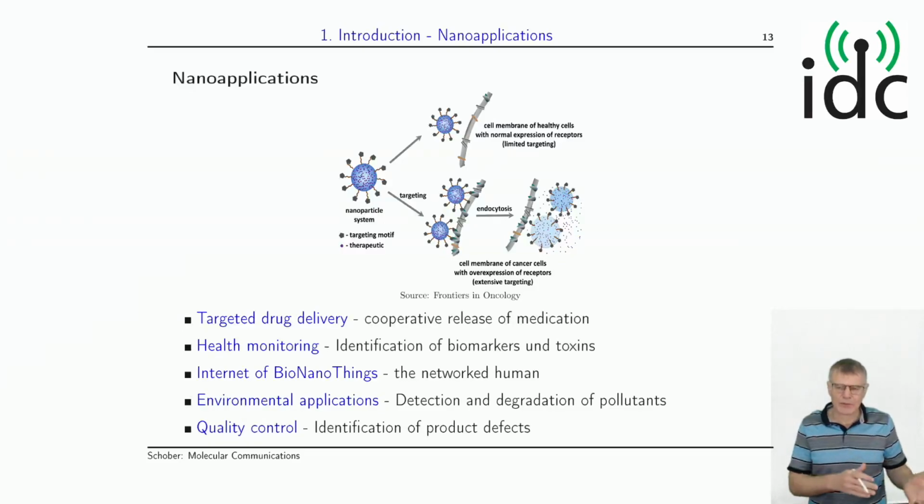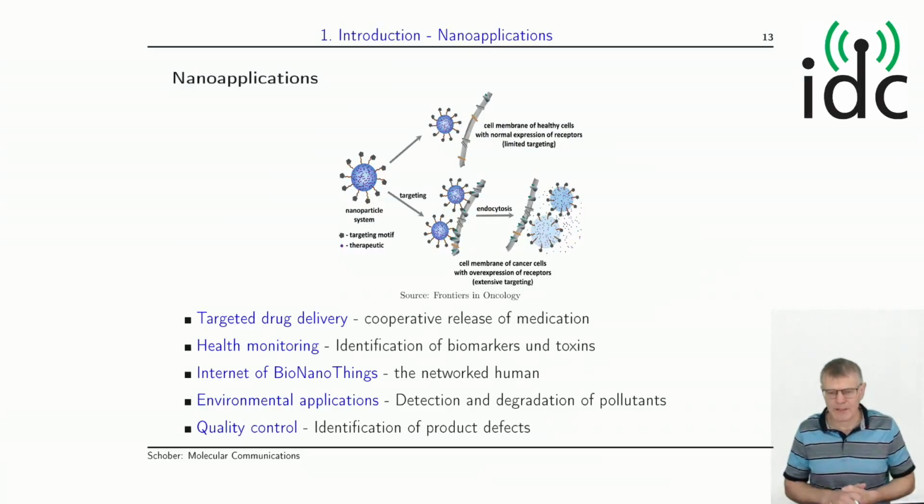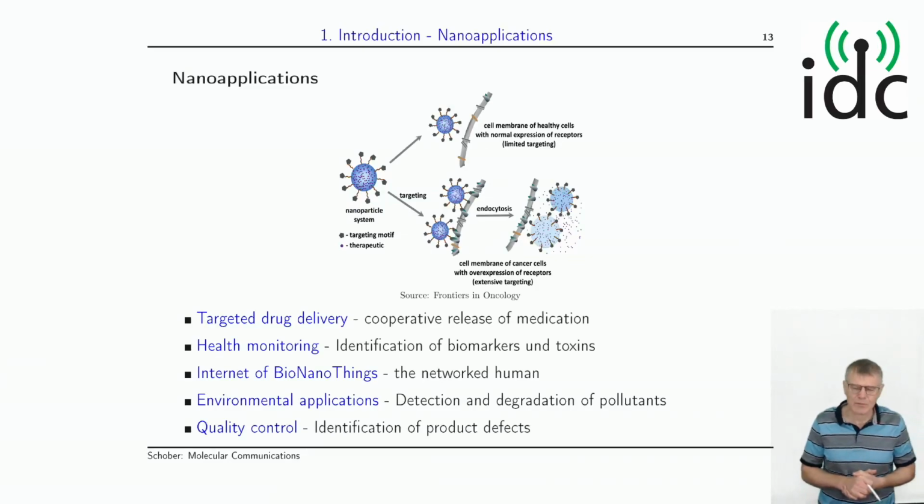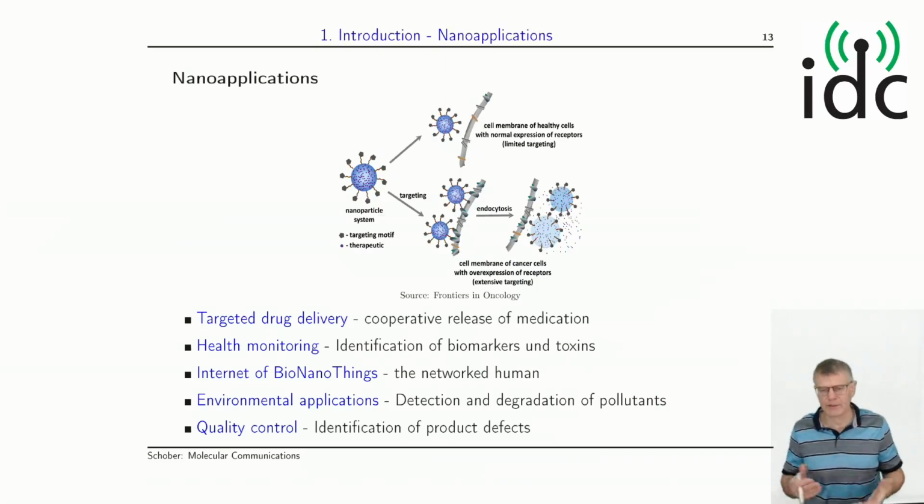The same concept, of course, can be transferred to other areas, for example, to the environment, right? So where also we may want to detect and degrade pollutants at a much smaller level than what is possible today, right? So we can detect the pollutants much earlier when the concentration is still low, before they actually become a problem, and then degrade them. And similarly, for quality control, we might be able to identify product defects at a much smaller scale before they actually become visible and problematic, right? So this is very much in this nano domain of applications.